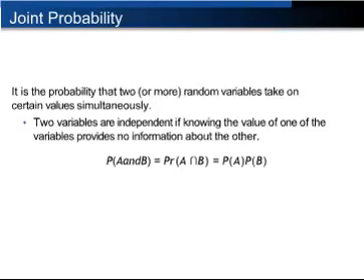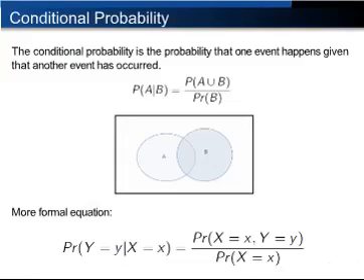Joint probability. It is the probability that two, or more, random variables take on certain values simultaneously. Two variables are independent if knowing the value of one of the variables provides no information about the other. P(A and B) is equal to P(A intersection B), which is equal to the product of P(A) and P(B). Conditional probability. The conditional probability is the probability that one event happens given that another event has occurred. The formula of conditional probability is given on this slide.